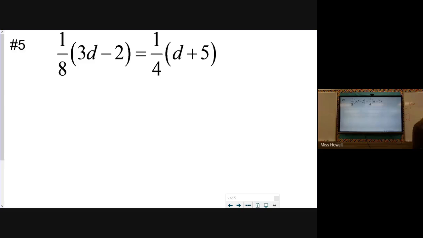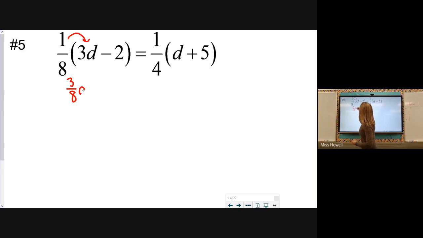All right, both sides have a place where we can expand using the distributive property, so we want to start there first. So 1/8 times 3d will give us 3/8 d. 1/8 times negative 2, we're sharing both things in here, gives us a minus 2/8 or 1/4, however you want to write it.